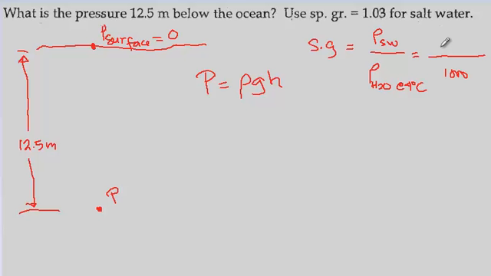We always use standard SI units. And in this case, rho of seawater, we don't know yet. So this rho, we refer to as seawater. To solve that, simply Sg times 1,000. So in this case, what is rho? Well, Sg times 1,000, that's simply 1030. So 1.03 times 1,000, that's 1030.